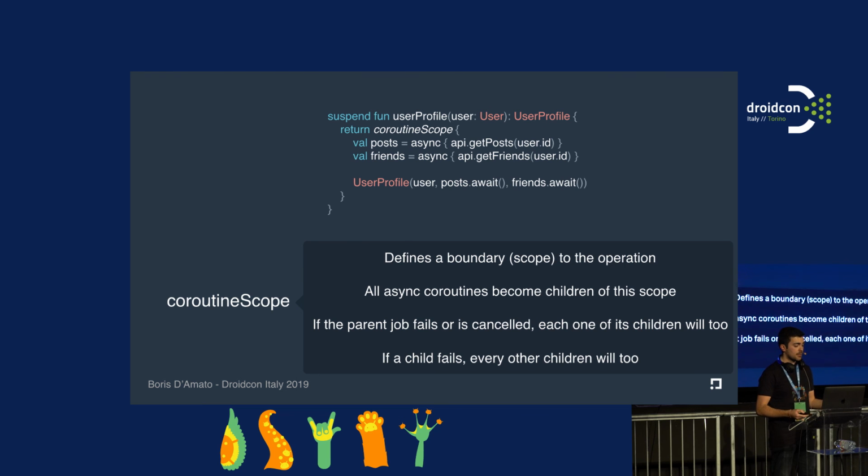And if a parent job fails or is cancelled, so for example, if the coroutine that launched the user profile suspendable function is cancelled for whatever reason, it will also cancel all the children of the coroutine scope, so both the async scopes. And of course, if a child fails, every other child will too, which is exactly what you would want from a production grade application.